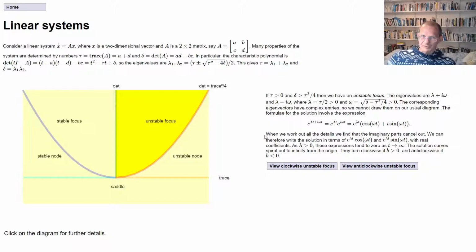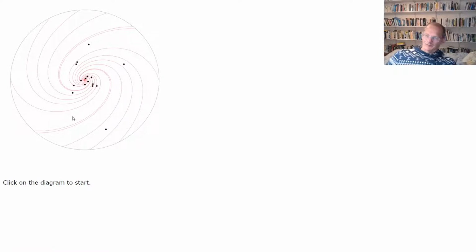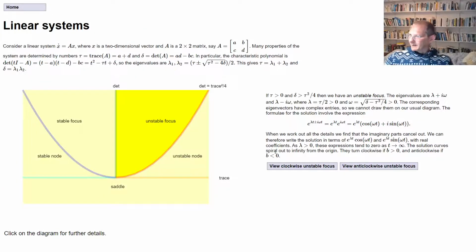So that means that your solutions are now going to run away from the origin instead of running towards it. So here's an example. In this case, all our solutions are spiraling out away from the origin out to infinity, and as they get further and further away from the origin, they're going to get faster and faster. That one was a clockwise one, but you could have an anti-clockwise one instead.